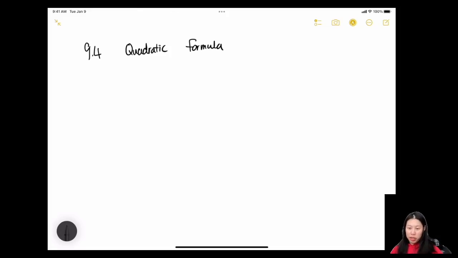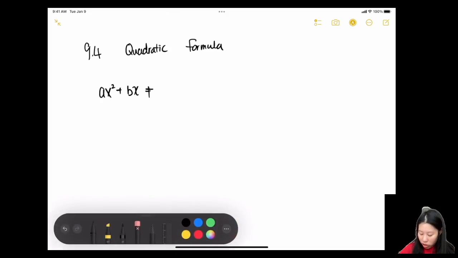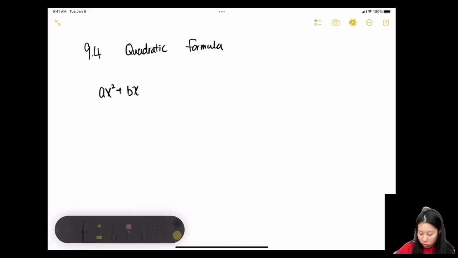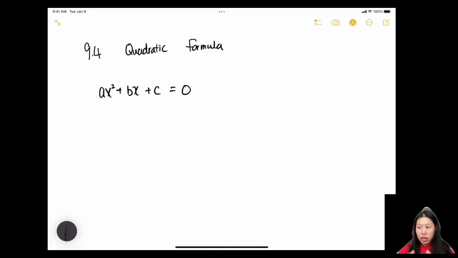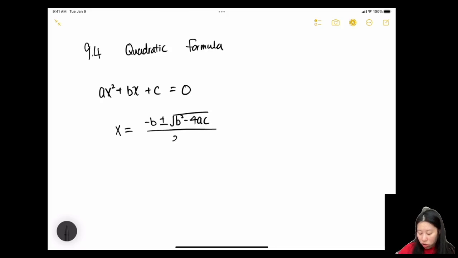Okay, so the quadratic formula. What does it apply to? It applies to ax squared plus bx plus c equals 0. Then we solve for x with the quadratic formula, which is x equals negative b, plus or minus the square root of b squared minus 4ac, over 2a. So we just need to plug in the numbers after we identify which one is a, b, and c.